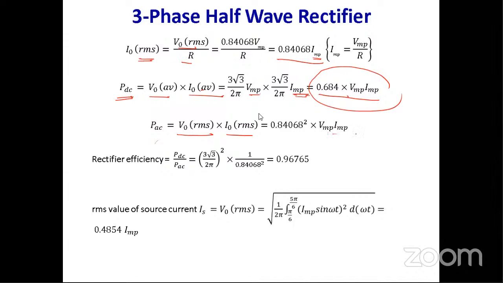So now we have to calculate the rectification efficiency, after calculating PDC and PAC. Finding the rectification efficiency is very easy. It is PDC by PAC. In terms of percentage, you have to multiply that factor by 100. So you see, the rectification efficiency is 96.76%. And what is the RMS value of the source current?